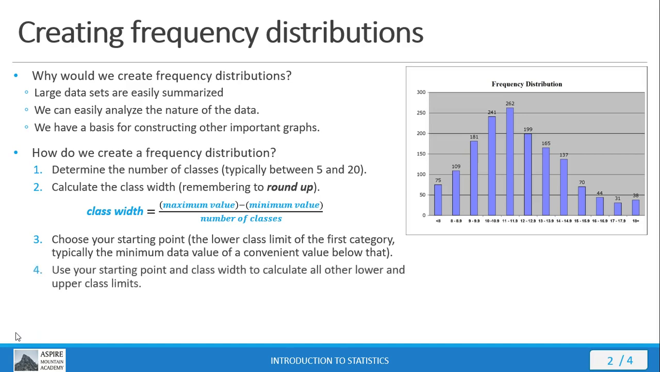Now, once you have your starting point and your class width, you have everything you need to find all the class limits for each of your classes. And finally, you count the number of data values and assign the proper frequency to each class. Let's go through an example to demonstrate just how this works.